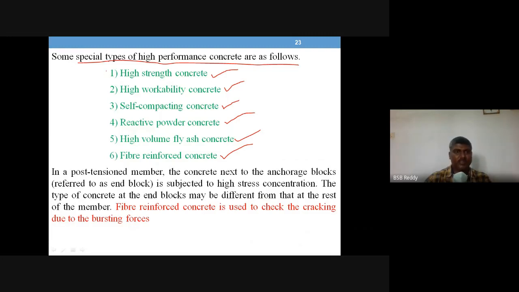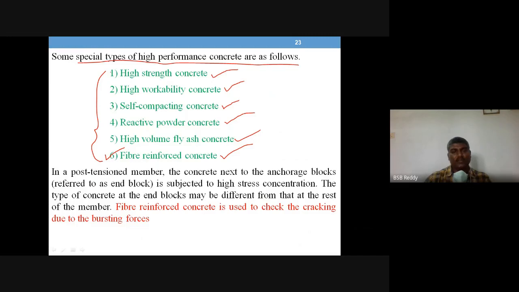This depends on the specific need. So to improve the flexural resistance, we go for fiber reinforced concrete wherever there is a need for fiber, I mean, increase of tensile strength of concrete.